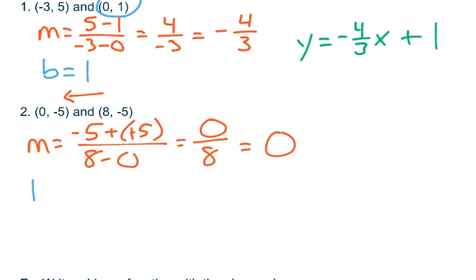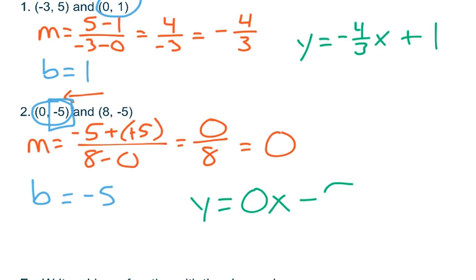The y-intercept, well, that's that point with an x value of 0, specifically the y value on that point. So my y-intercept is negative 5. So we can write our equation, y equals 0x minus 5. But remember, 0 times anything is going to be 0. So we don't really need to write this. I'm just going to rewrite the whole thing: y equals negative 5. That would be your answer there for number 2.